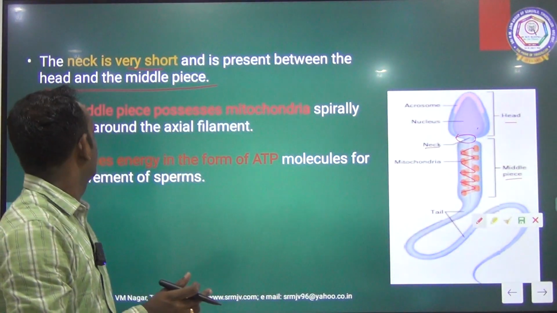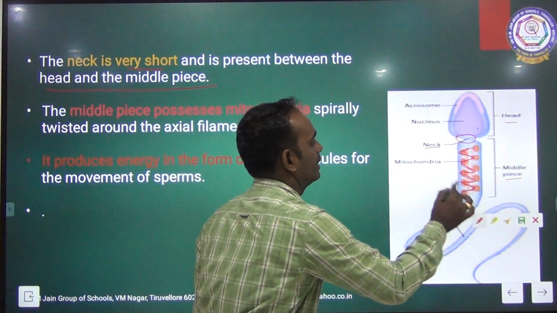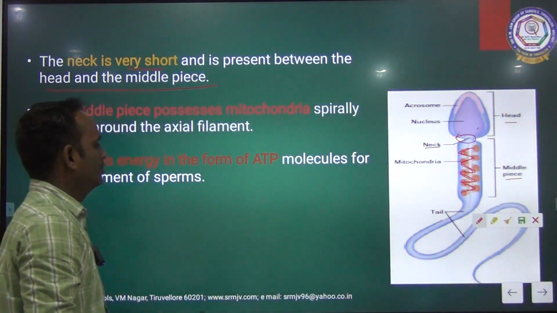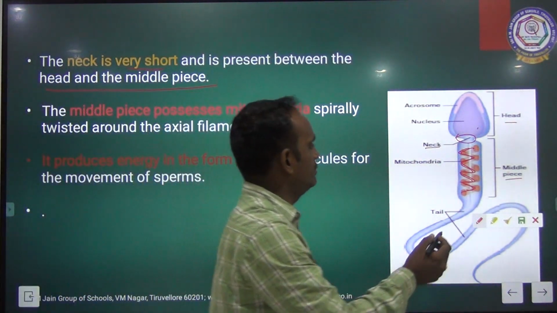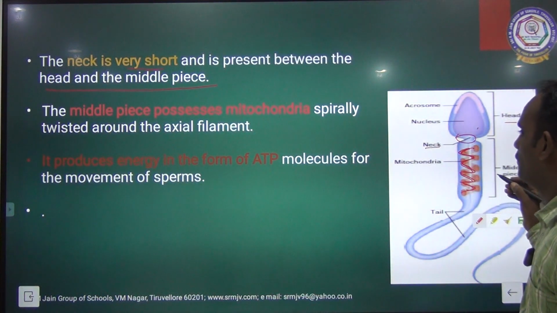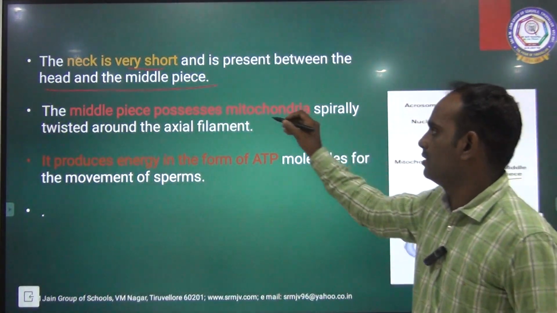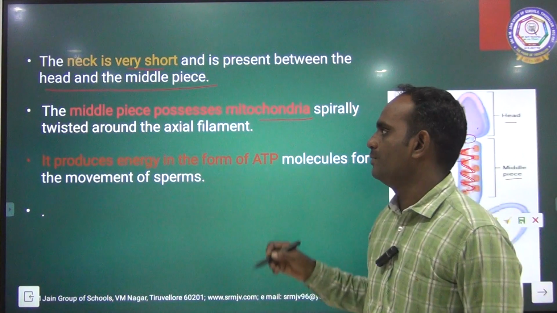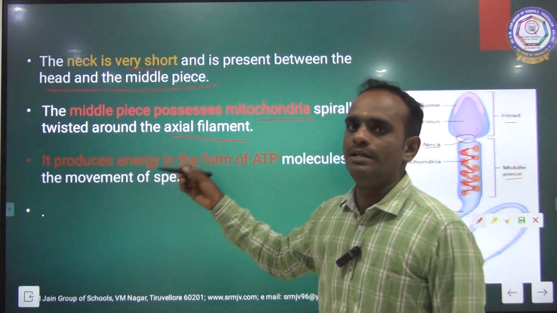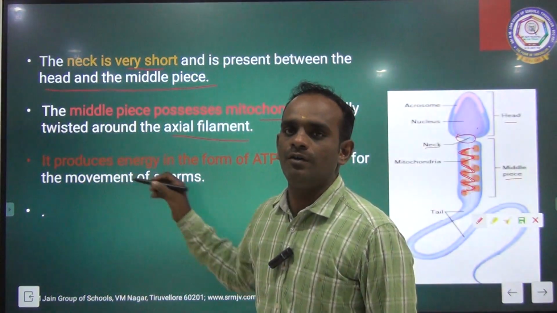Once again I am repeating, the middle piece possesses mitochondria. It is spirally twisted around the axial filament of the middle piece. The mitochondria produce energy in the form of ATP for the movement of the sperm. Clear?